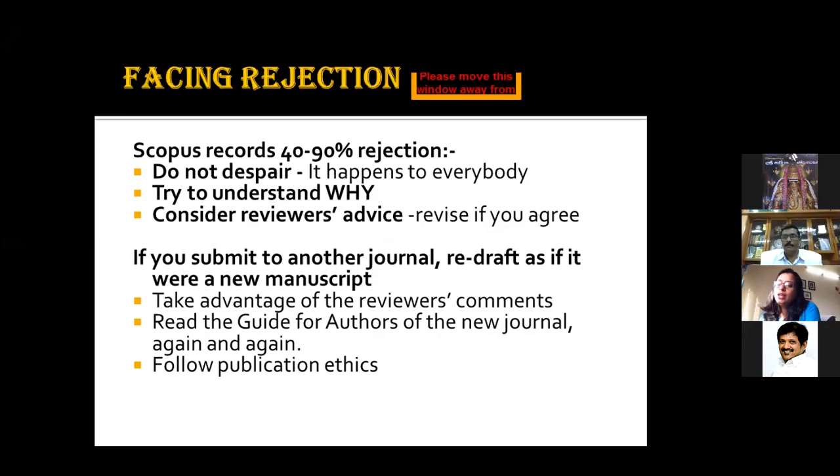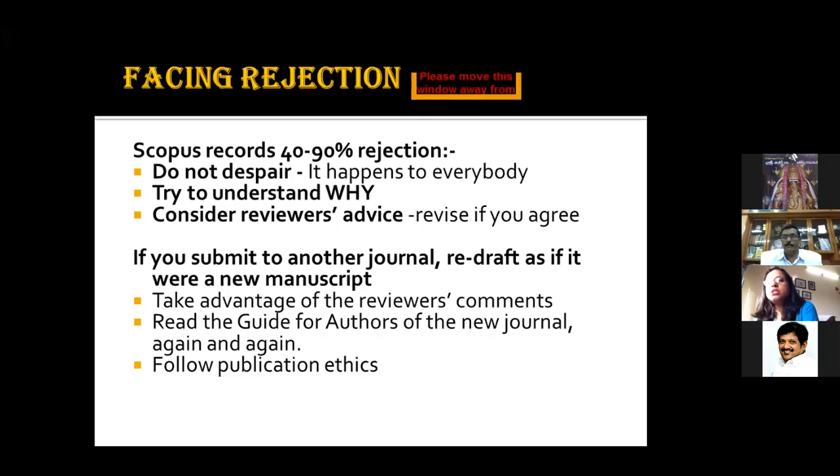Now, the reality of Scopus indexed journals is that, as I told you, there is 40 to 90% rejection. Let us understand that almost everybody has gone through rejection. If you're aiming to publish in high quality journals, rejection is part of the game. So do not be disappointed or discouraged if you receive a rejection.